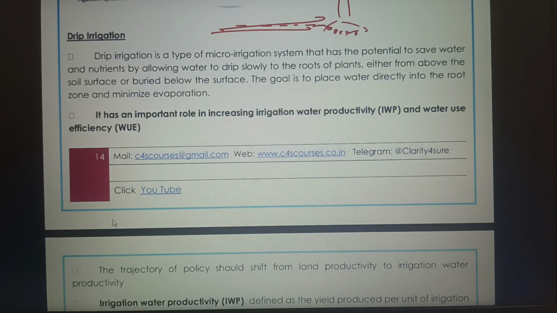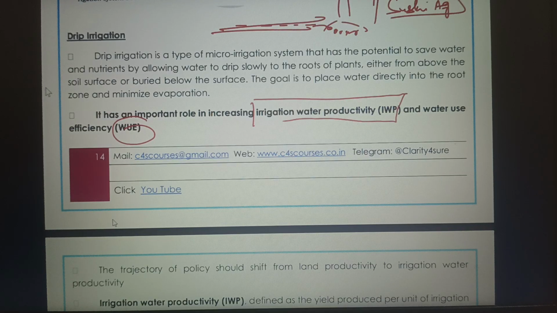Why are we advocating? Because it is a method of sustainable agriculture where we are not wasting water, right? Water is being used very efficiently. That's why we study the concept of water use efficiency. It plays an important role in increasing the irrigation water productivity and water use efficiency. So why are we focusing on drip irrigation? Because of the two technical terms we are discussing. The irrigation water productivity, no doubt is there, the word itself explains it: what is IWP, irrigation water productivity.